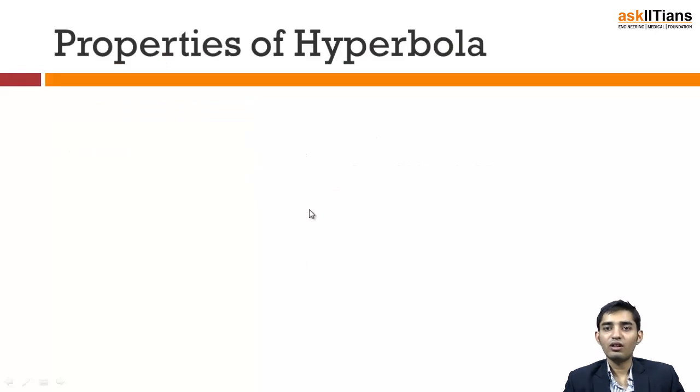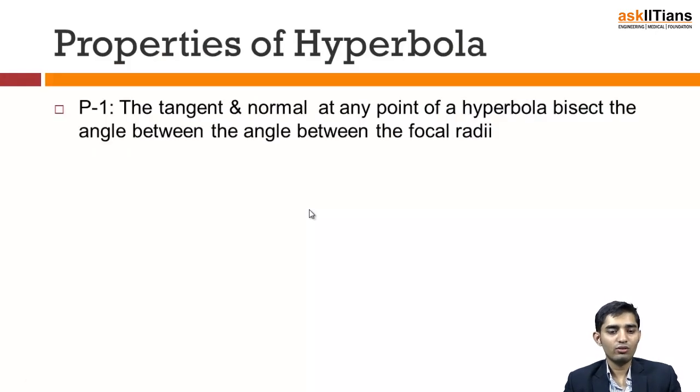Now let us study about a few properties of hyperbola. So let us look at what are the properties of hyperbola. So suppose if I draw a tangent and a normal at a point on the hyperbola, it will bisect the angle between the focal radii, right?